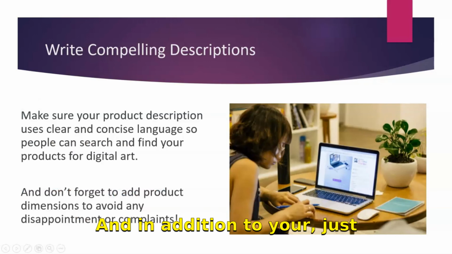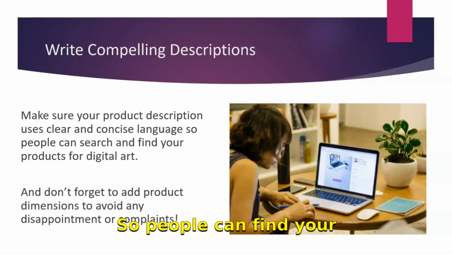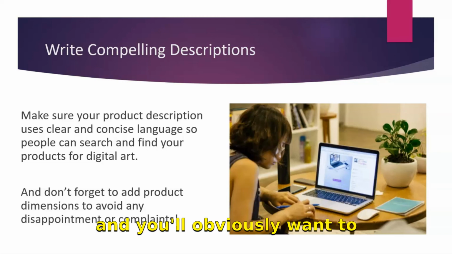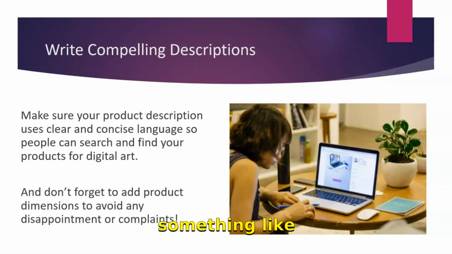And in addition to your image, you'll want to make sure your product description uses clear and concise language so people can find your products. And you'll obviously want to be adding keywords and categories. Look again at what people are searching for. So, for example, if you're doing nursery prints, you would include maybe something like nursery, baby's room, and then, of course, the type of print that you have, whether it's a specific type of animal or a nursery rhyme character. So you want to get as specific as possible, but also have a variety of different words you're using so people who are looking will be able to find what you have.